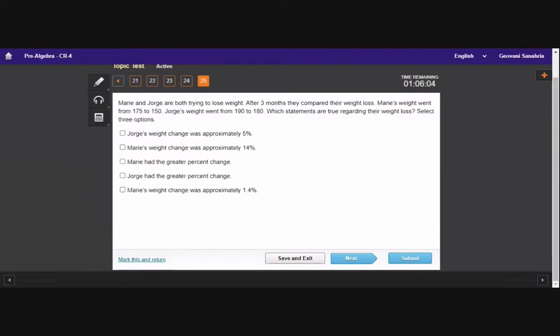Oh, select 3 options. Okay. So this one I'll just do each one, I think. So I'll do 1 minus 5%. Okay.